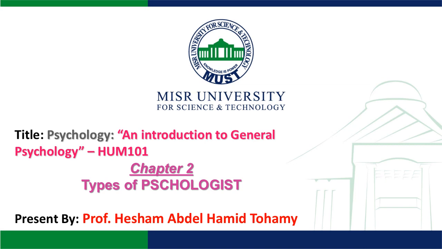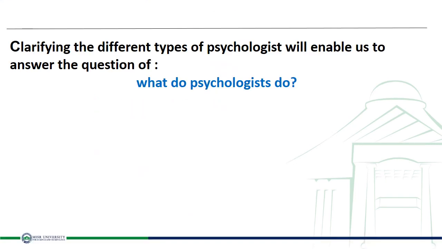Regarding the first question, of course, we don't have one type of psychology. We have many types of psychology, and by definition, we have many types of psychologists. Why are we interested in discovering the different types of psychologists and the different types of psychology? Really, if you are able to understand the different types of psychologists, this will enable us to answer the question of what do psychologists do. In order to know what psychologists do, you can discover the different types of psychologists and the definition of each one.